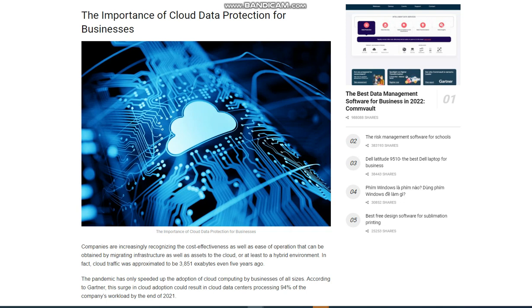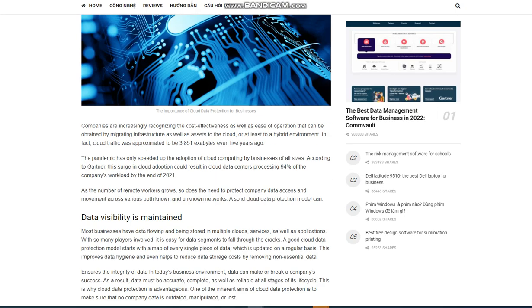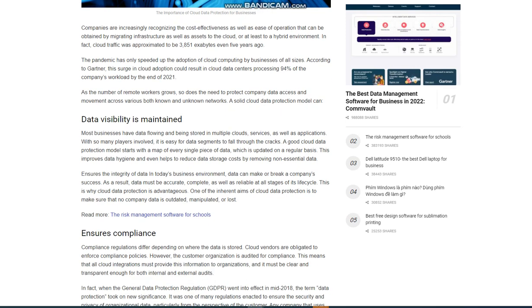A solid cloud data protection model can keep data visibility maintained. Most businesses have data flowing and being stored in multiple clouds, services, as well as applications. With so many players involved, it is easy for data segments to fall through the cracks. A good cloud data protection model starts with a map of every single piece of data, which is updated on a regular basis. This improves data hygiene and even helps to reduce data storage costs by removing non-essential data.